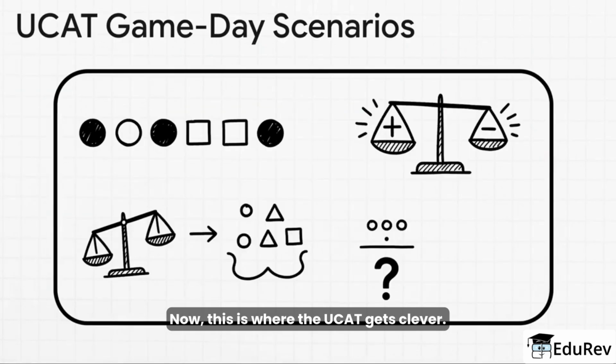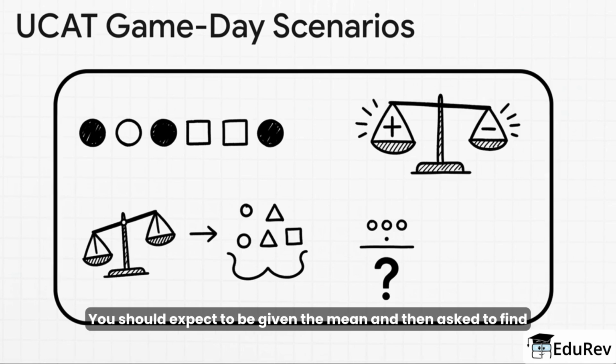Now, this is where the UCAT gets clever. They're not just going to ask you to calculate a simple average. Oh no, they're going to flip the script on you. You should expect to be given the mean and then asked to find a missing number, or maybe to calculate a new mean after a value is added or taken away. Anticipating these kinds of twists is how you're going to win.